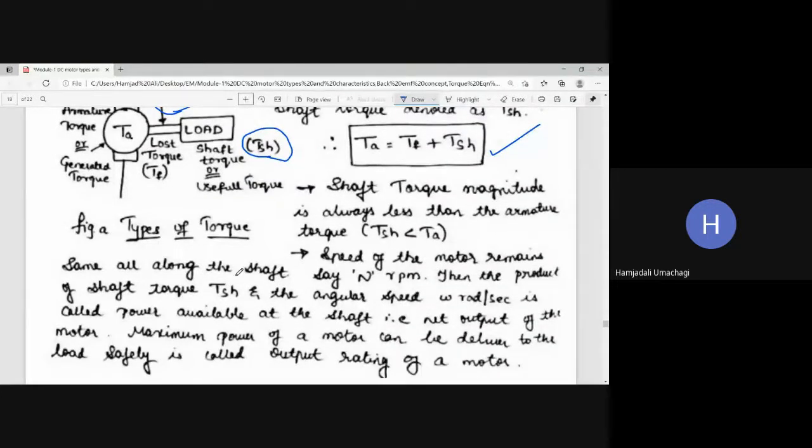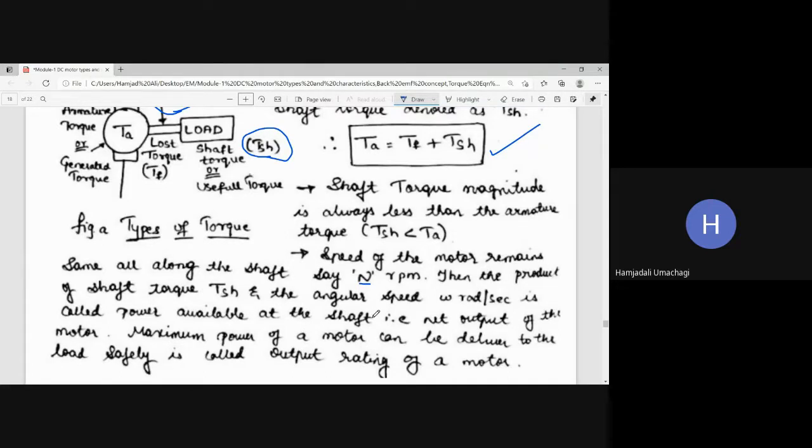Speed of the motor remains the same all along the shaft. Here speed will be completely constant. It will remain the same, say for example it is rotating at n rpm. Then the product of the shaft torque TSH and the angular speed omega, in radians per second, is called power available at the shaft.